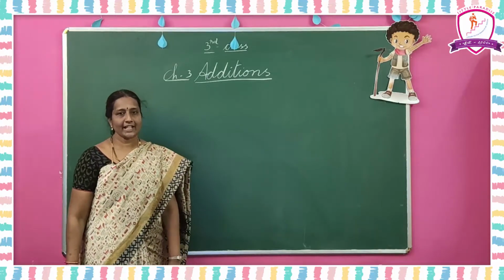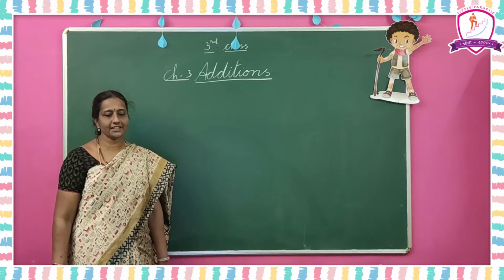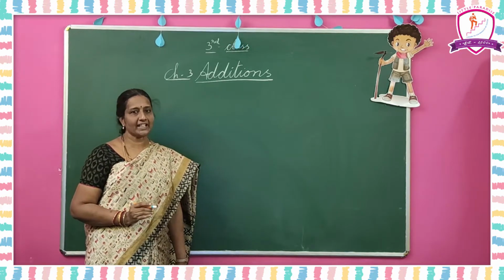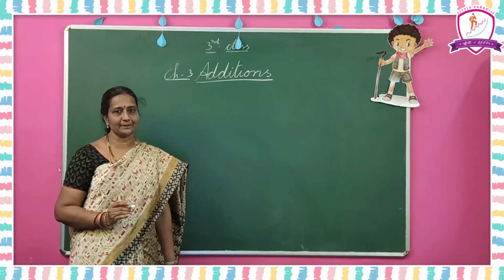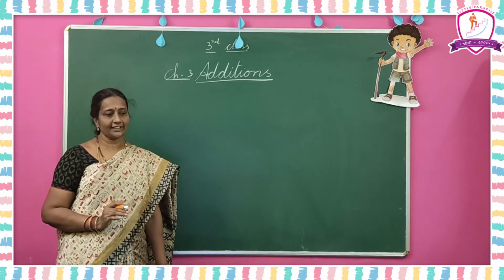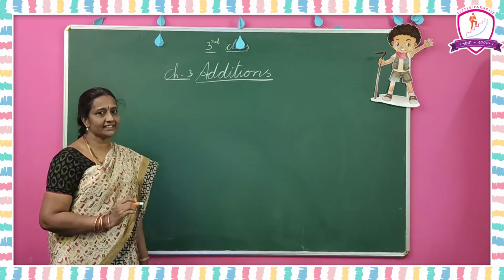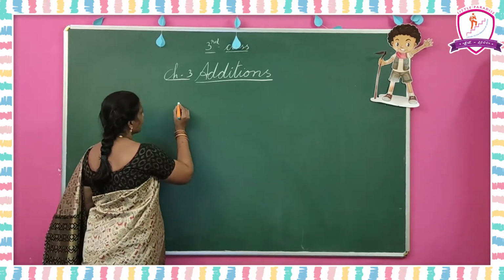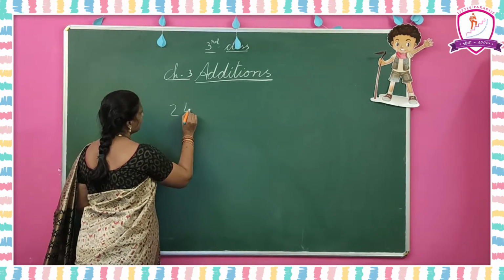Hi children, today I am going to explain third chapter additions. Already we know how to add double digit numbers and single digit numbers. In this class we are learning how to add triple digit and four digit numbers. Okay, now add 24 and 36.